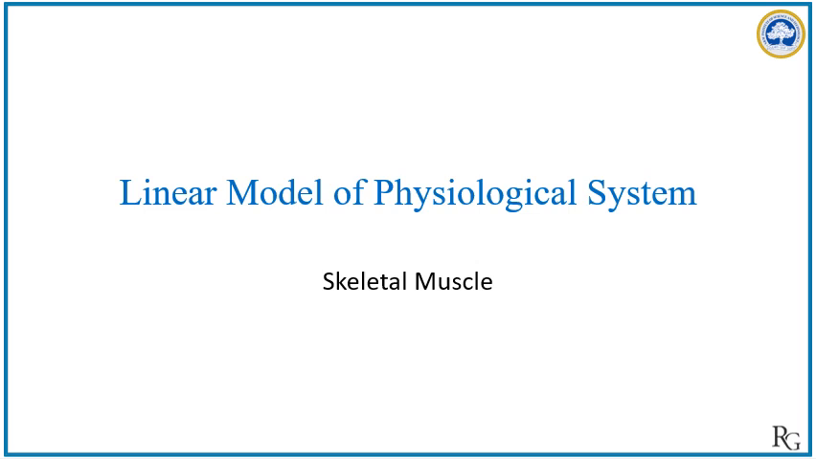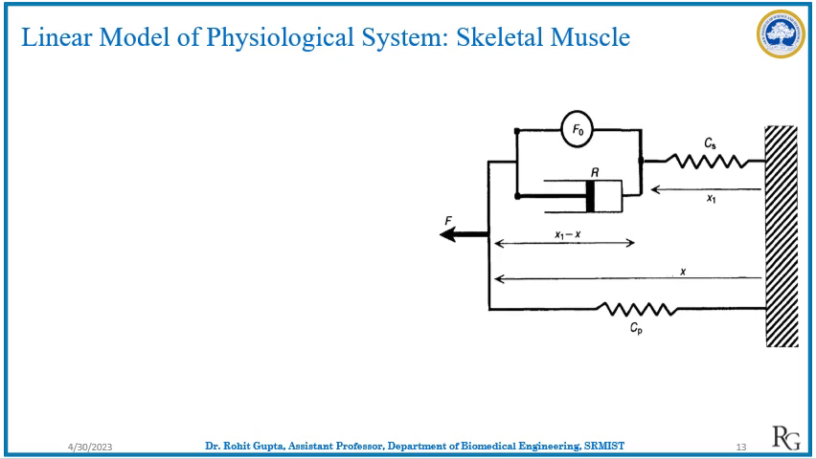So now the second example is where we will develop the linear model for skeletal muscle. So skeletal muscles are basically attached to the bone with the tendon, or we can say the skeletal muscles are attached to the bone by tendons, and they produce all the movements of body parts in relation to each other.